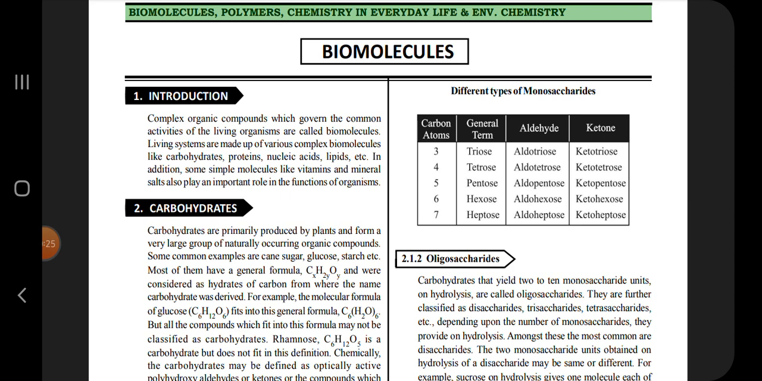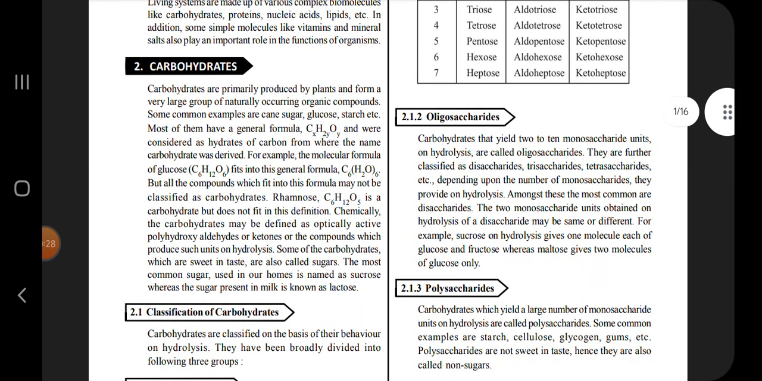First biomolecule is the carbohydrate. Carbohydrates are primarily produced by plants and form a very large group of naturally occurring organic substances. So, some examples are cane sugar, glucose, starch, etc. And they have their general formula as CxH2yOy, and they are considered as hydrates of carbon, from where the name carbohydrates is derived.